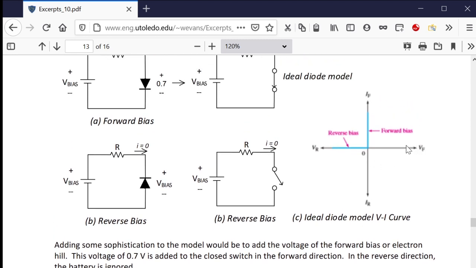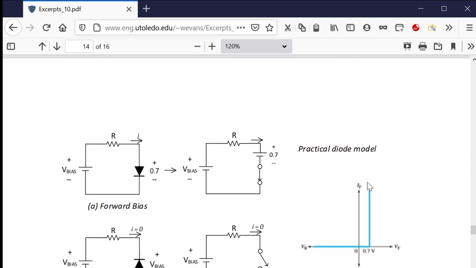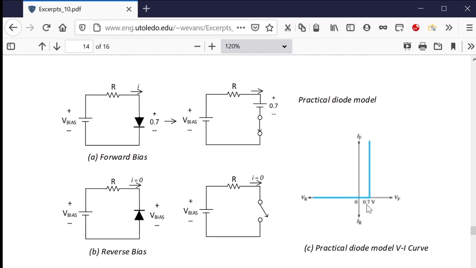And this is called an ideal model. There is no 0.7 volts in this. It's just as if there were no 0.7 volts. You can add the 0.7 volts to your model, and it would look like this. And basically, at this point in time, you'd say, okay, when I get above 0.7 volts, current flows, and that would be the model for it. When I get in the reverse direction, no flow, it acts like an open switch. In the reverse direction, they both act the same, the ideal model and the practical model.